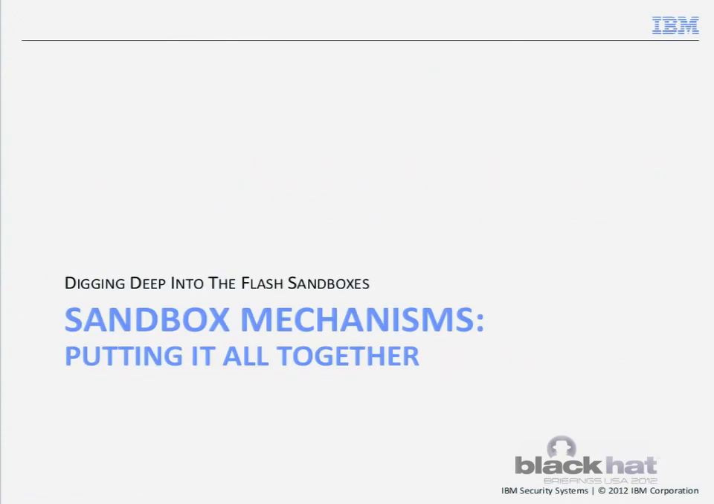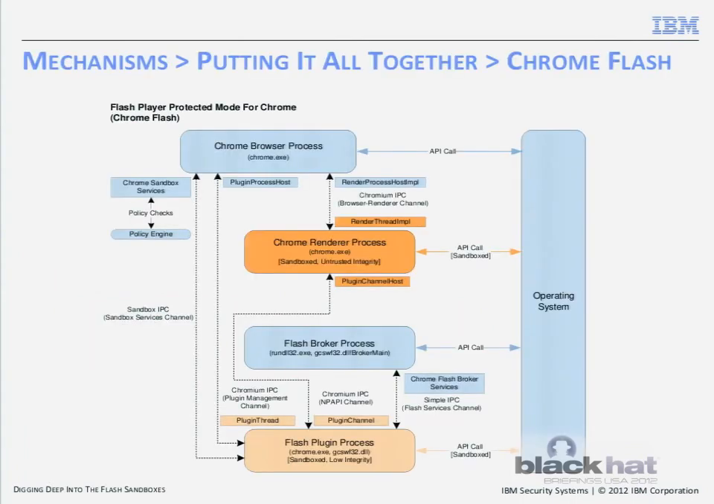After discussing all the sandbox mechanisms, we will now show how they are all connected together. For Chrome Flash, the APIs are intercepted in the Flash plugin process and forwarded to the Chrome browser process, which are then evaluated by the policy engine. For sending plugin status and notification messages, the Flash plugin process uses the Chromium IPC connection to the Chrome browser process. For NPAPI calls, the Flash plugin process uses the Chromium IPC connection to the Chrome renderer process, which then serves the support services for NPAPI calls.